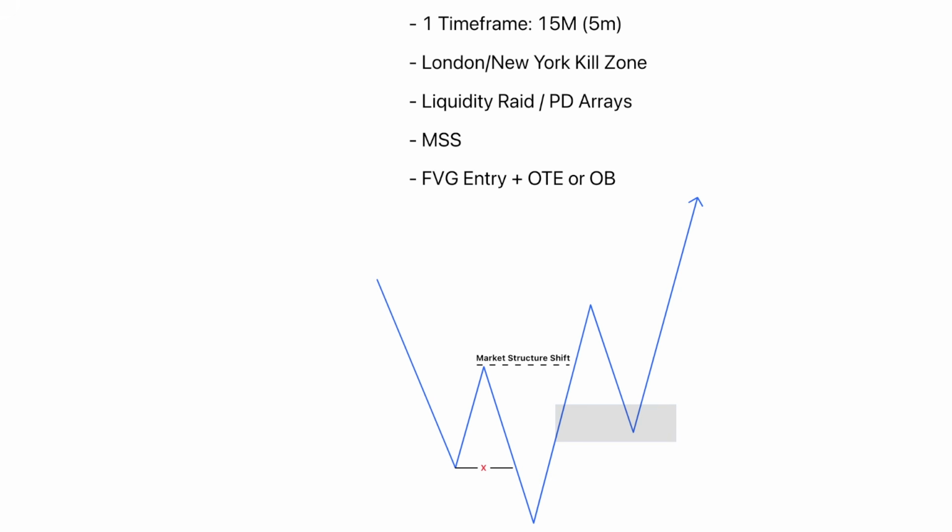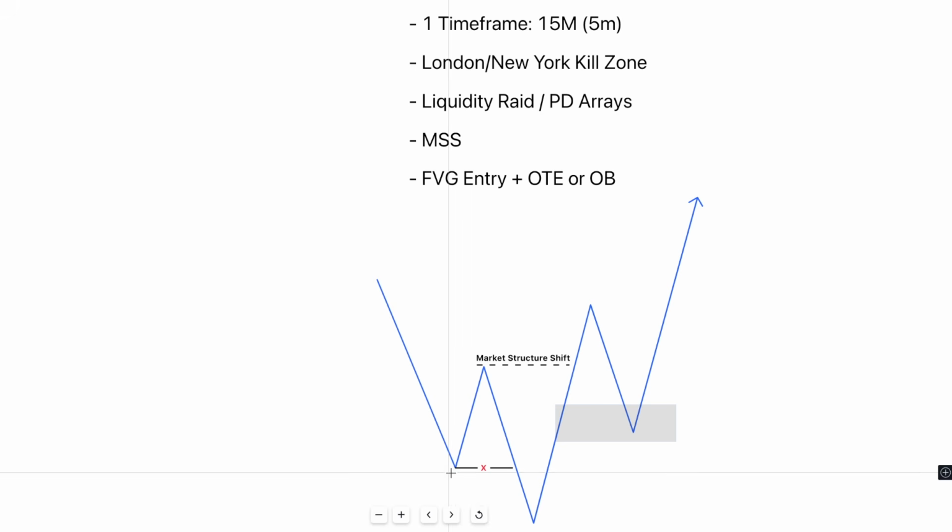depending on when I'm given the opportunity to make an entry. The setup is very simple. I'm just going to wait for any liquidity raid or any supported PDA array, waiting for my market structure shift with displacement, and looking for my fair value gap entry together with OTE or an order block. Visually, it will look like this.